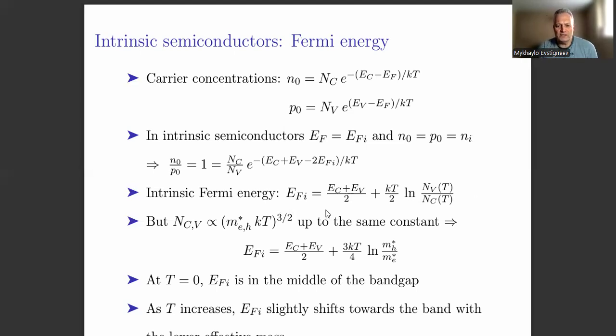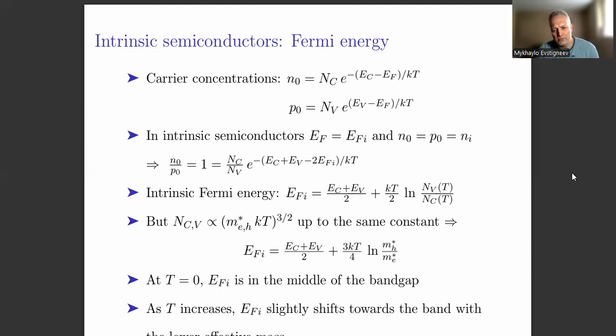Now, the effective density of states depends on the effective mass and the thermal energy, as it is proportional to the product of the effective mass and thermal energy to the power 3/2, with the same proportionality constant for the conduction band and for the valence band. So the ratio Nv over Nc is just the ratio of the effective masses, hole effective mass to electron effective mass, to the power 3/2.